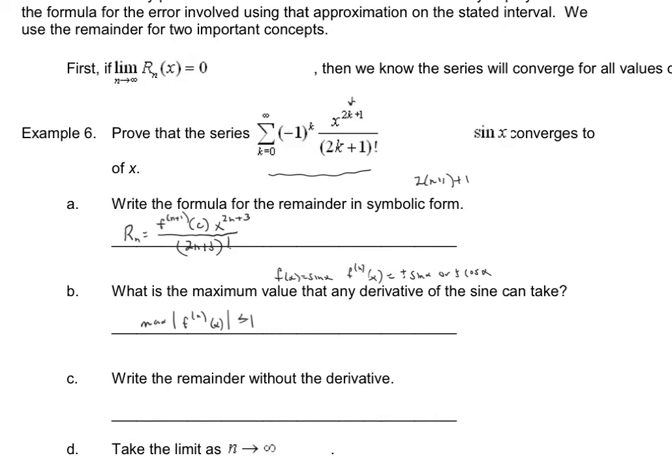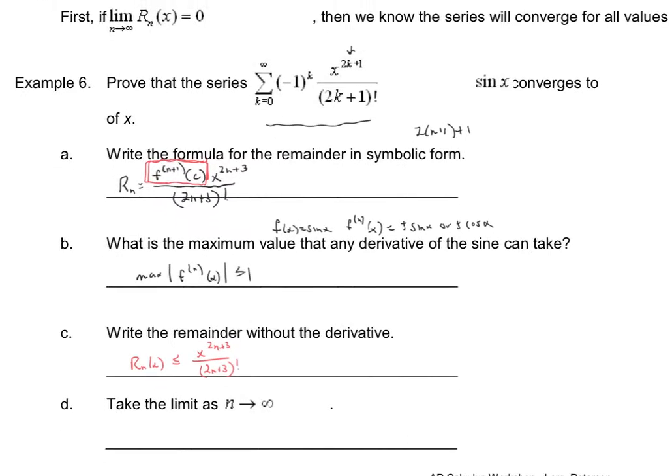So then that allows us to replace in our error term here, we know that the absolute value of R sub n of x is going to be less than or equal to, we can replace all of this with a 1, and so it's going to be x to the 2n plus 3 over 2n plus 3 factorial.